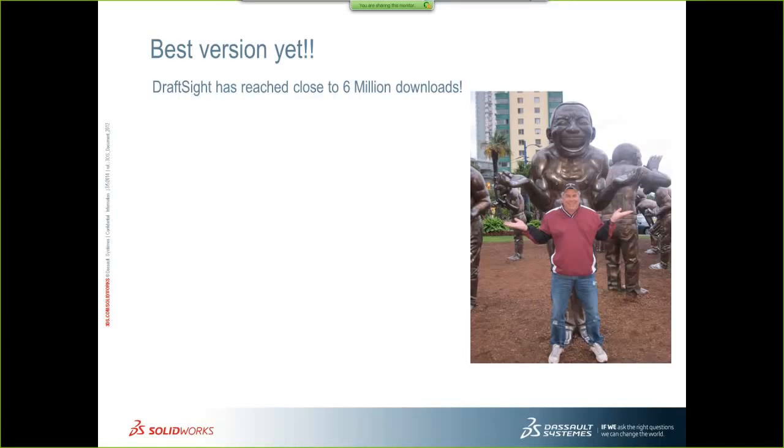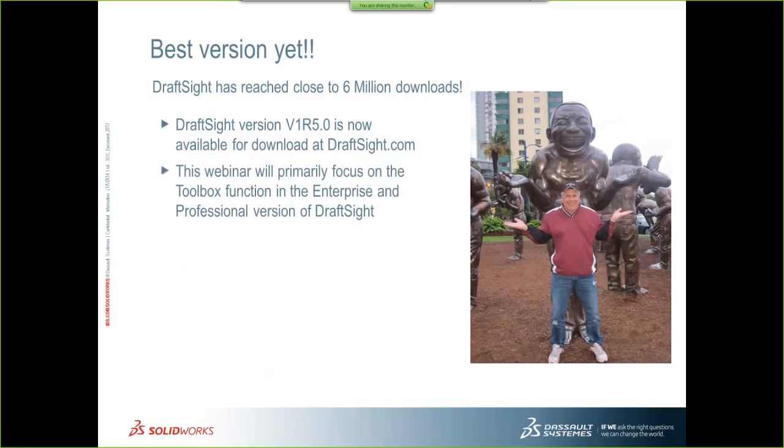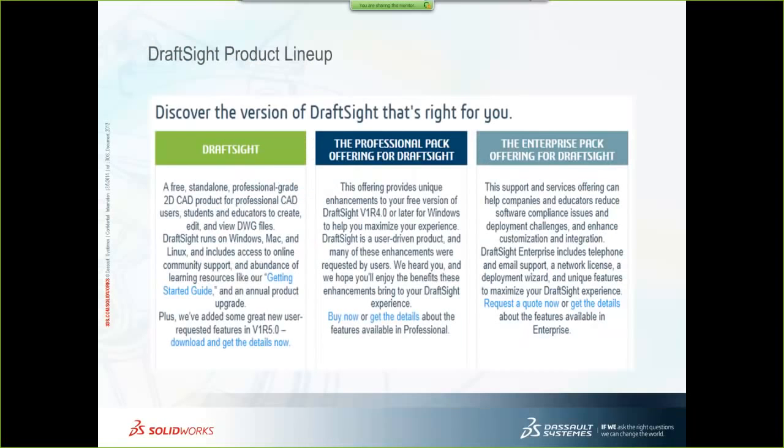So DraftSight, I feel that V1R5 is our best version yet. It's online, available to download. Now you need V1R5 if you're going to try to enable that code to get the professional version for 30 days. You need V1R5. It's at DraftSight.com. And this webinar is going to focus just on the professional version, the toolbox function from the professional version. So visit DraftSight.com to find out more information.